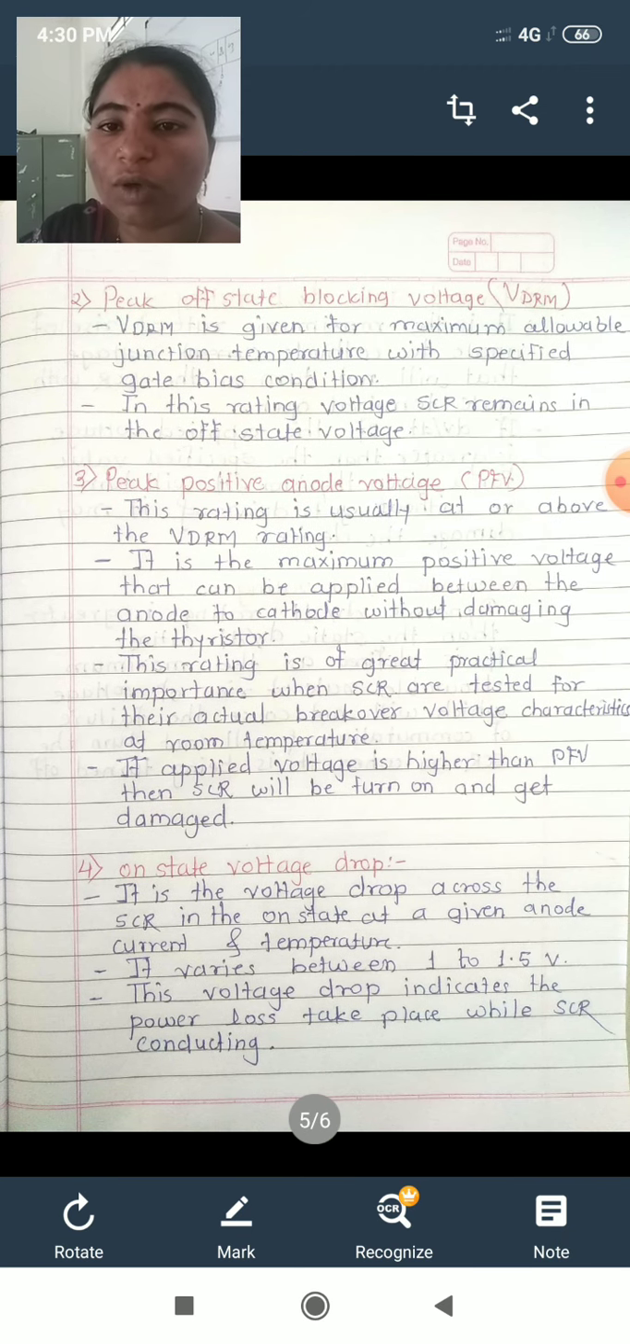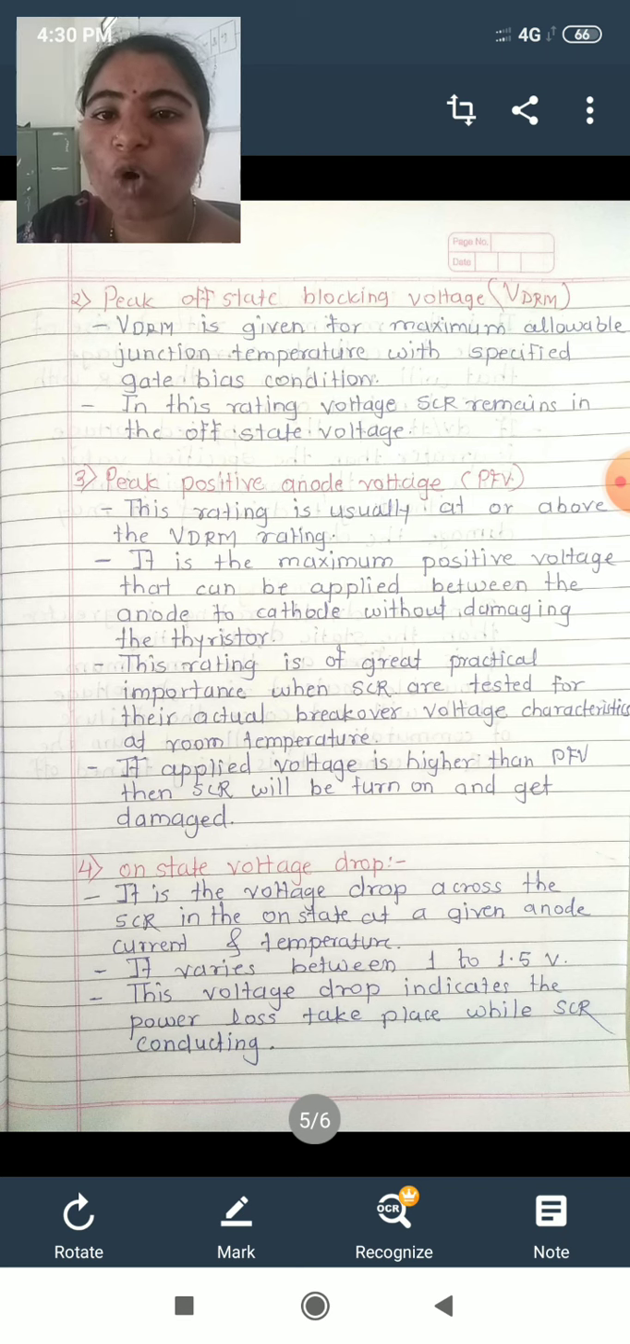Next voltage rating is peak off-state blocking voltage, and this is denoted by VDRM. This peak off-state blocking voltage is given for maximum allowable junction temperature with specified gate bias condition. In this rating, the SCR remains in the off state.